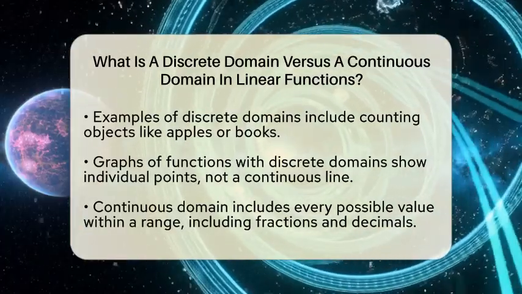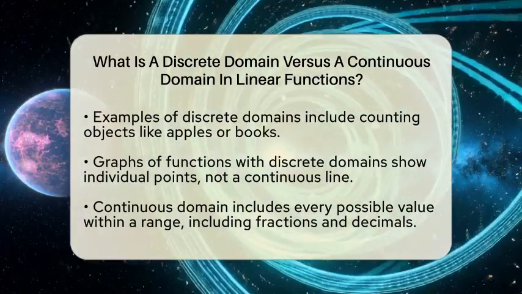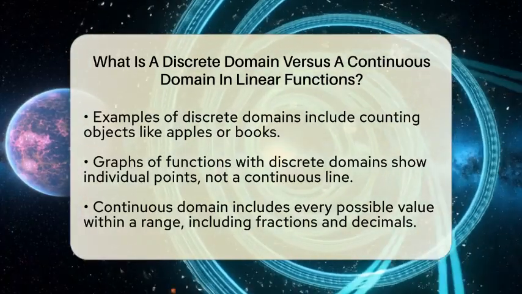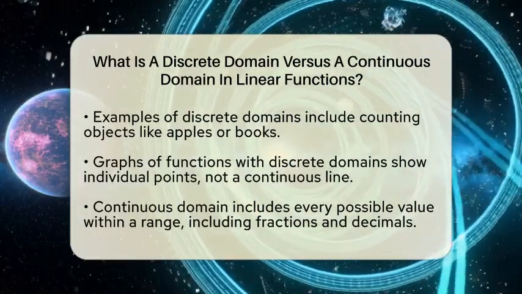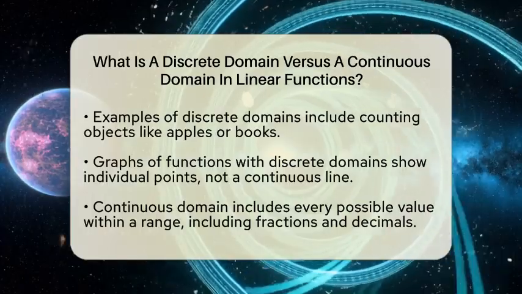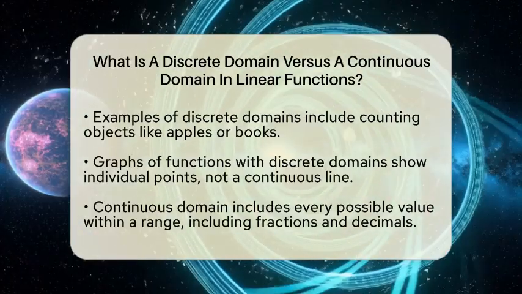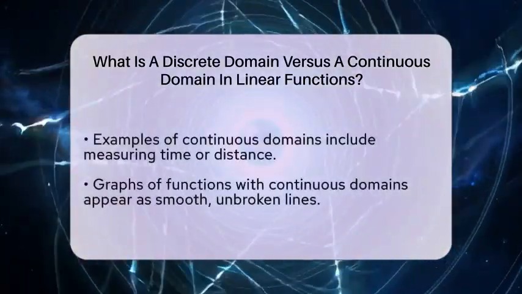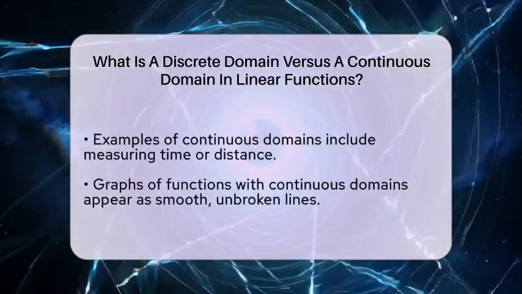Now, a continuous domain is different. It includes every possible value within a range. Imagine measuring the time it takes to run a mile. You can run it in 7 minutes and 30 seconds, or 7 minutes and 30.5 seconds. You can also have 7 minutes and 30.25 seconds. The input values are not just whole numbers but include fractions and decimals.